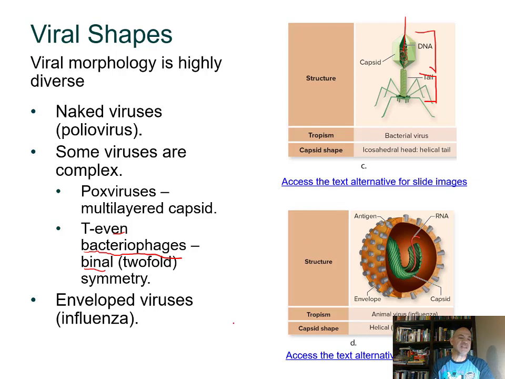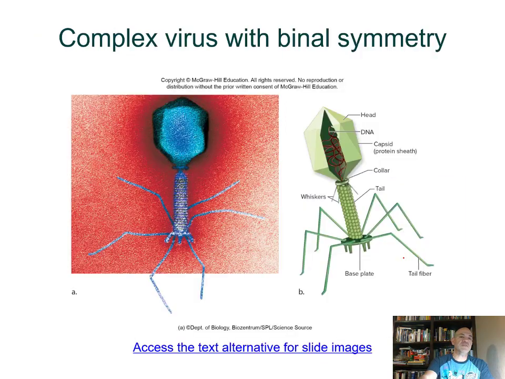And then a virus like influenza is going to have an envelope, which is pictured here on the right. So this is your influenza virus. It has a helical capsid in there. Influenza is an RNA virus. And here you can see the envelope that the virus, when it was produced, when it emerged from the host cell, ended up taking some of the membrane with the cell there.